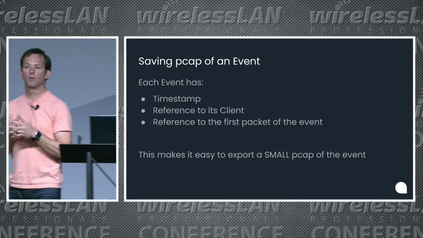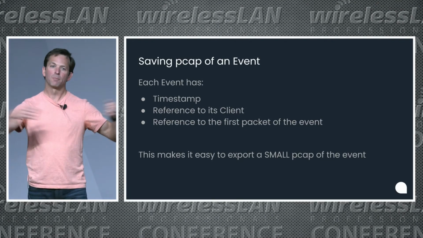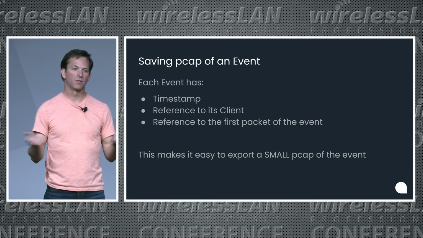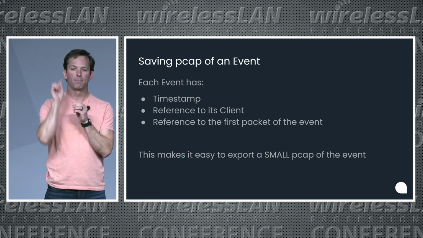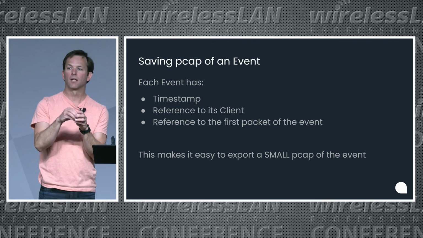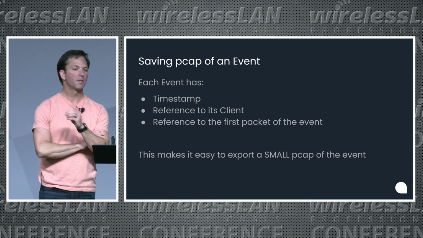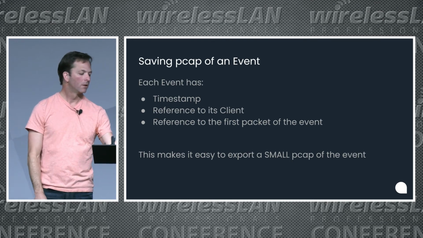And then Joel was talking a little about saving the PCAP. So in Tonic, we have a list of every single packet that's gone by in the last 10 minutes, which is hundreds of thousands, millions of packets. So what we do is each event has a pointer into that list at its first packet, and then we can easily grab the rest of the packets that we need for that event.